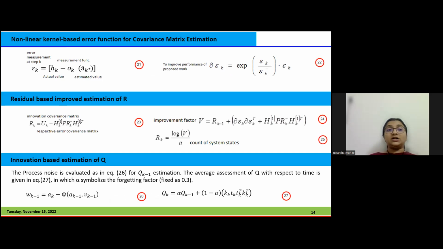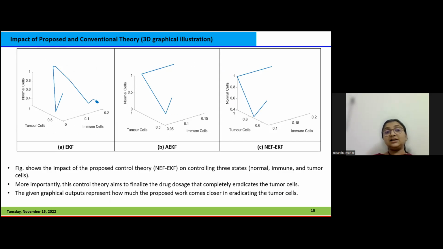The controller model is related to the covariance matrix estimations, where the residual based approach and the innovative based approach have been considered. These are the impacts of the proposed and the conventional theory in the 3D graphical illustrations I have presented, where you can find the amount of tumor cells, immune cells, and normal cells we have considered when the drug is injected to the particular patient. These are the methods which are there.